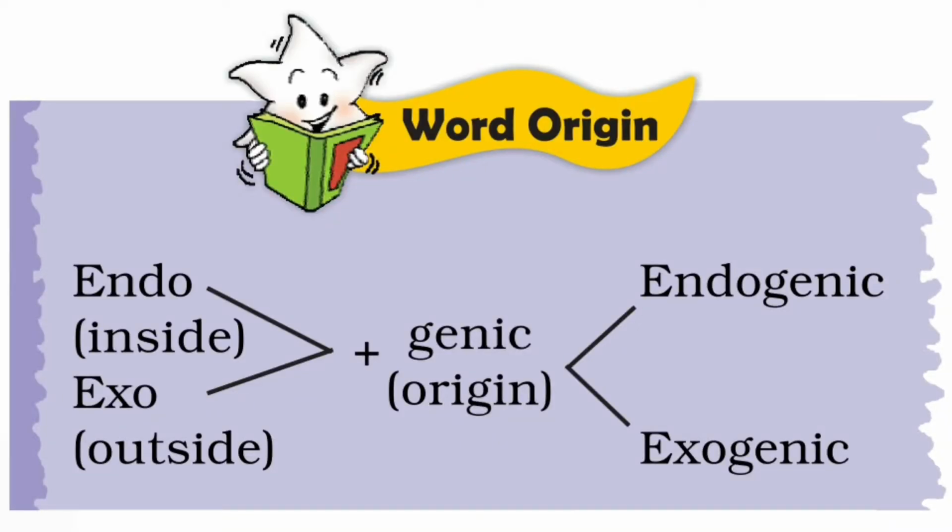Now let's understand word origin. Endo means inside and exo means outside. Genic means origin. So endogenic means the forces which are generated inside the earth, and exogenic means the forces which are generated on the earth, or you can say outside the earth.